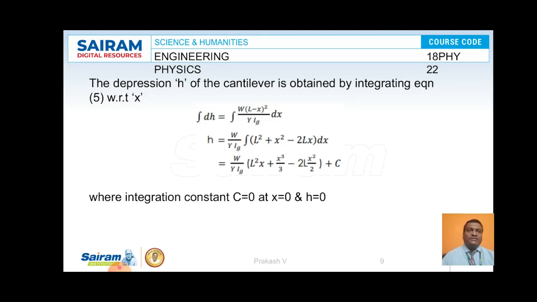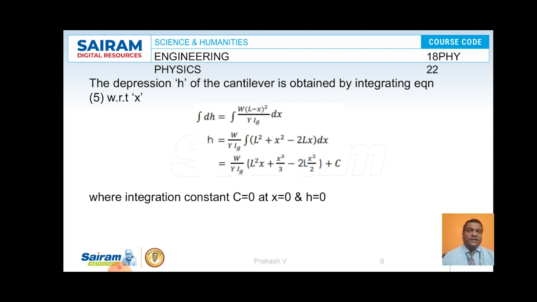The depression H of the cantilever is obtained by integrating equation number 5 with respect to x. So integrating dH here, the integration is going to happen by taking W into (L minus X) whole square by Y Ig into dx. Here W by Y Ig is a constant taken out. Therefore, H is equal to W by Y Ig into the integration of (L square plus X square minus 2LX) into dx. So the expansion of (L minus X) whole square is done here.